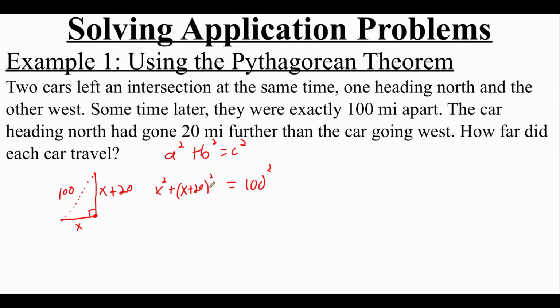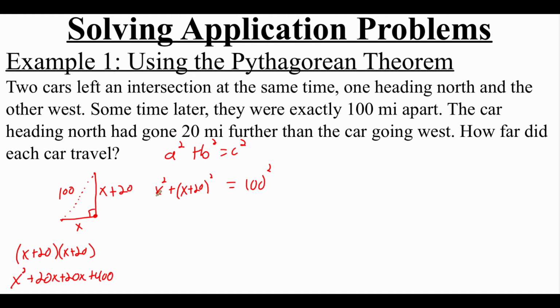Now this x plus 20 squared might be a tricky piece in there. We are actually going to have to FOIL that out because squaring something means times itself. So we've really got an x plus 20 times another x plus 20. So if we start FOILing this out, x times x is x squared. X times 20 is going to give us 20x. 20 times x is going to give us another 20x. And then 20 times 20 is 400.